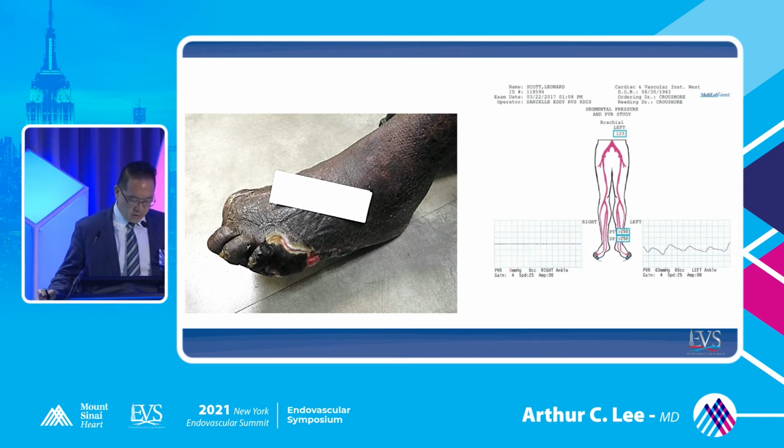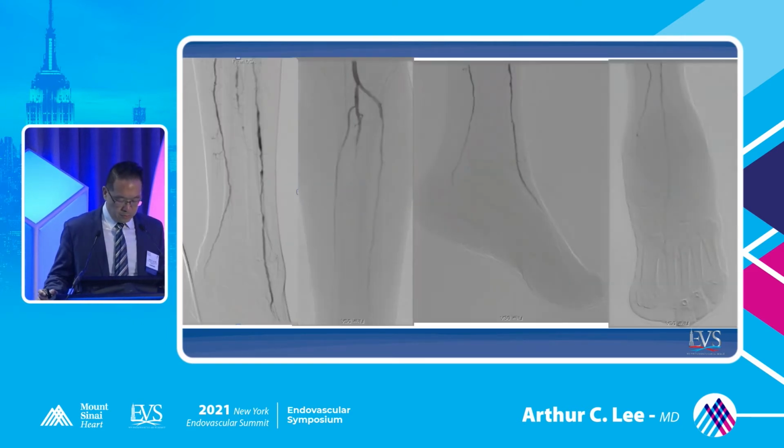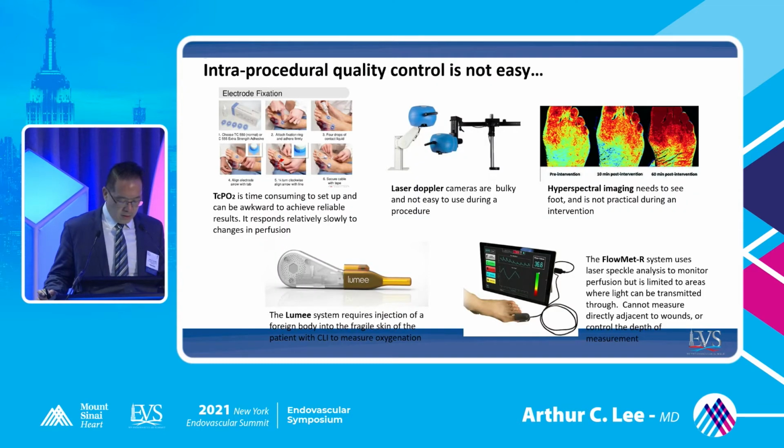And again, this is just another case example of how do you know in a guy like this, he doesn't have a good toe to do digital pressure. You can't really rely on ABI because he's non-compressible, and so on and so forth. So let's skip that.